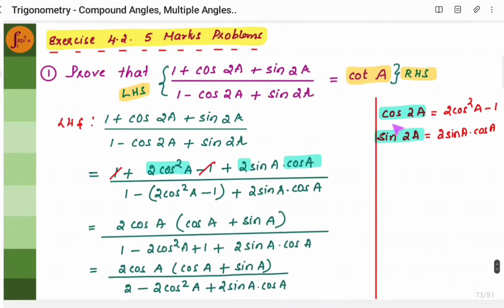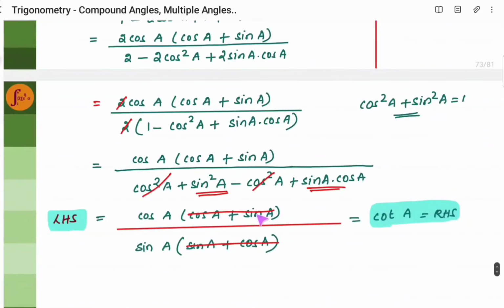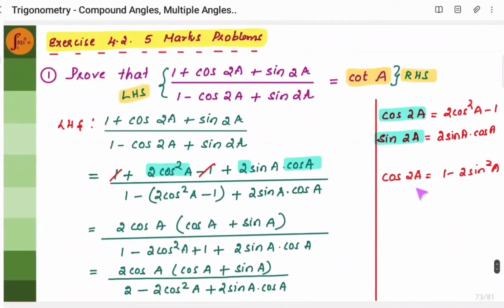One more thing. We used the cos 2a formula as 2 cos square a minus 1, in the numerator and also in the denominator. Another method is, in the denominator you can use cos 2a is equal to 1 minus 2 sin square a. Then also you'll get the same answer, but the steps will be slightly different. You can try this out, and you will surely get the answer. You can substitute 1 minus 2 sin square a here and try it out.